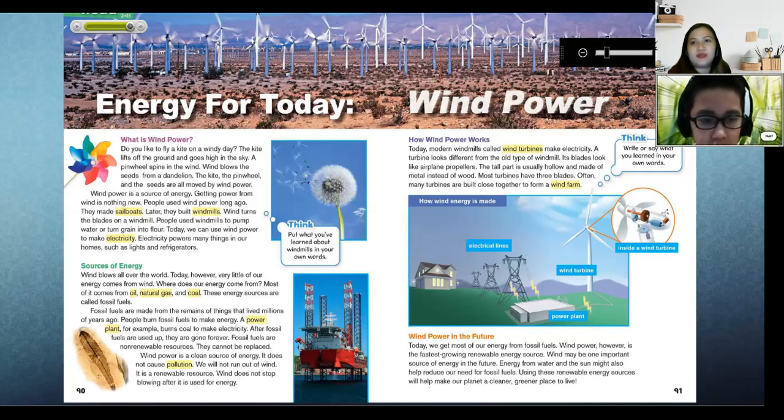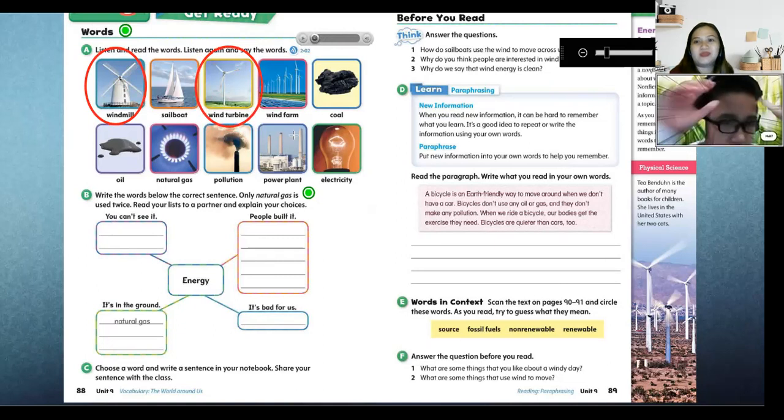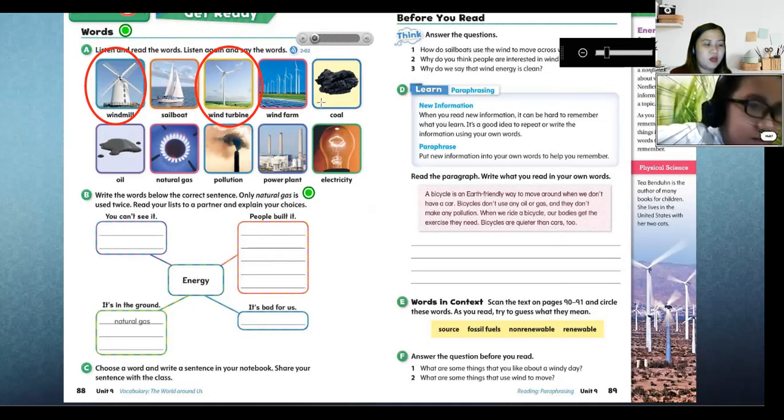So again, I want you to look at the picture here. This is before, when they used a windmill. But recently, they're now using the wind turbine, because the windmill is hard to build. And look at the difference between the windmill and the wind turbine.